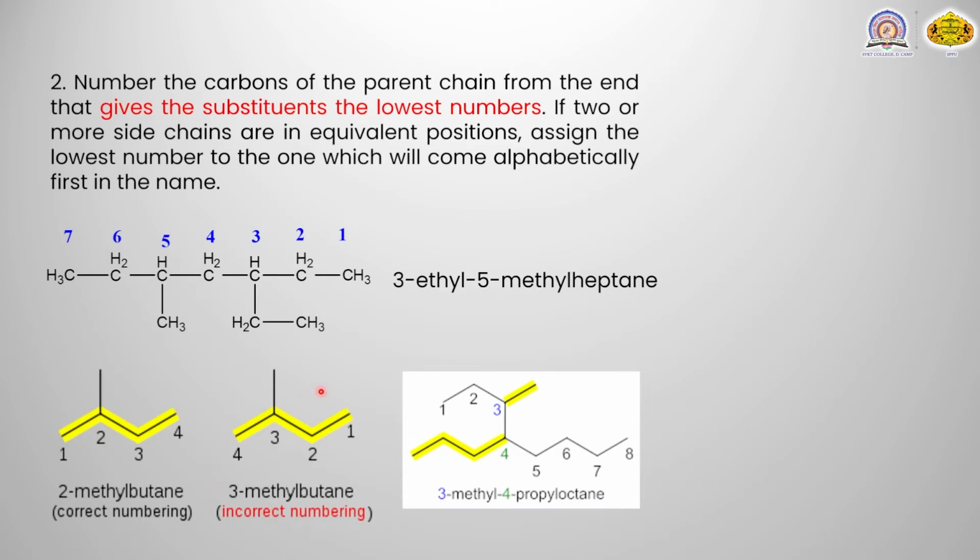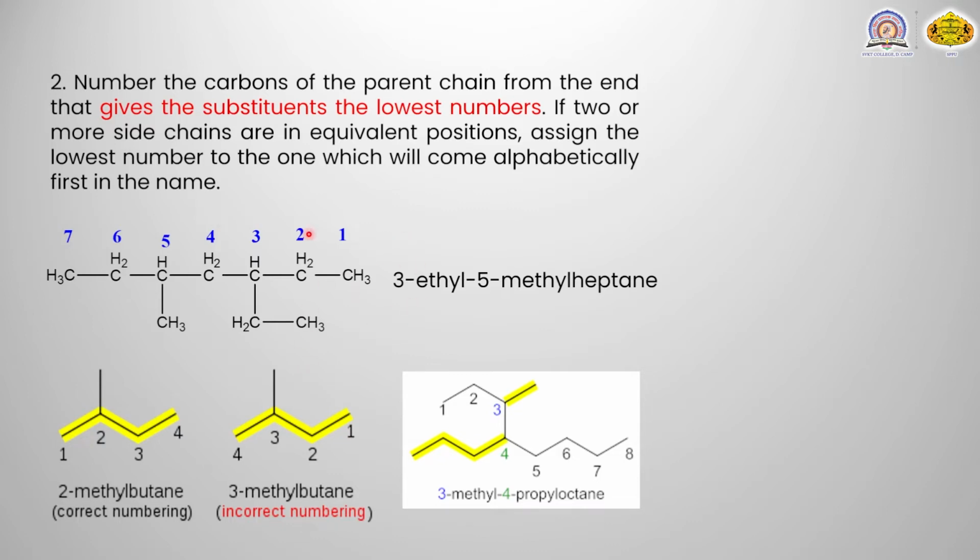The second rule is to number the carbons of the parent chain from the end that gives a substituent the lowest number. If two or more side chains are in equivalent positions, assign the lowest number to the one which comes alphabetically first in the name.